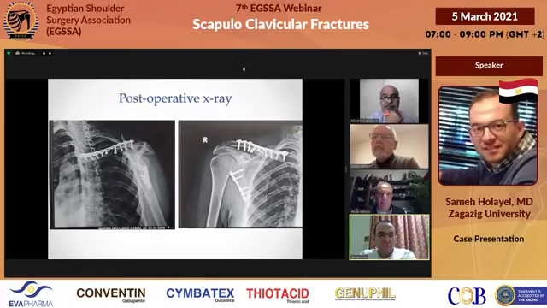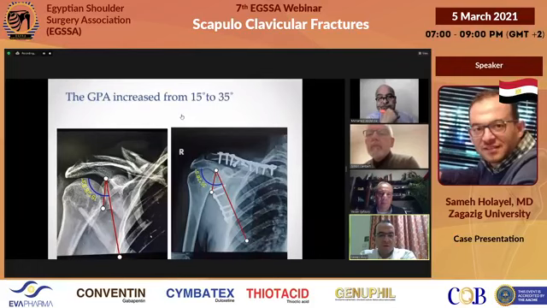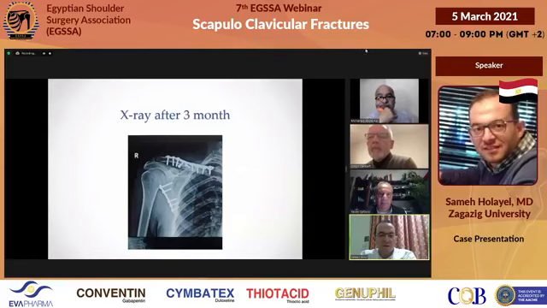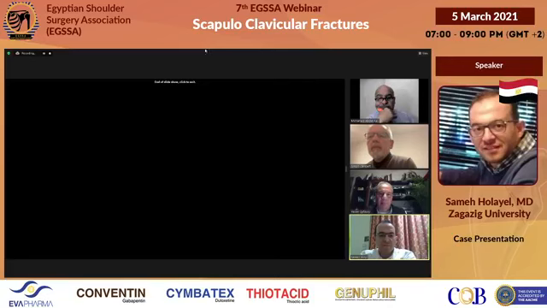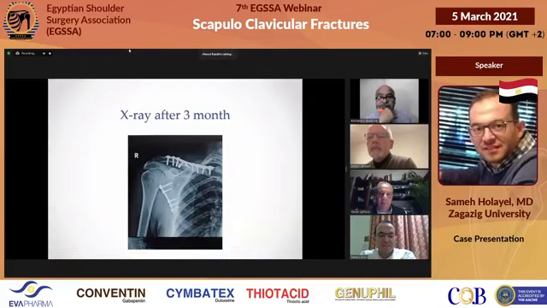Next. And this is the post-operative X-ray in the anteroposterior and lateral views. Here, the glenopolar angle increased from 15 degrees to 35 degrees post-operatively. So it was in good alignment. Next, X-ray after 3 months. Next. So that was the end of your case. Would you like to comment or add something, Dr. Sameh? No, Dr. Ahmed.